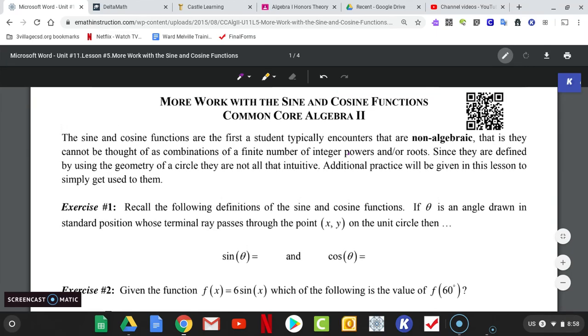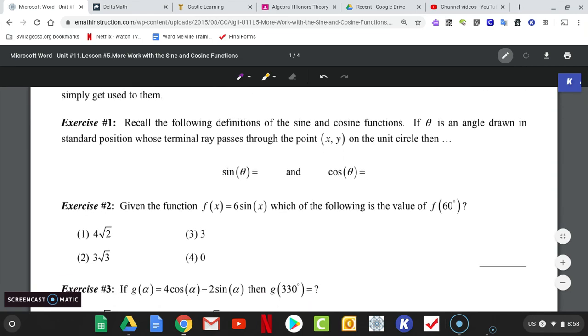The sine and cosine functions are the first a student typically encounters that are non-algebraic. That is, they cannot be thought of as combinations of a finite number of integer powers and/or roots. Since they are defined by using the geometry of a circle, they are not all that intuitive. Additional practice will be given in this lesson to simply get used to them. Recall the following definitions: if theta is an angle drawn in standard position whose terminal ray passes through the point (x, y), then sine of theta is always equal to y, and cosine theta is always your x. When we do a point, that's how it works. Cosine is x, sine is y.